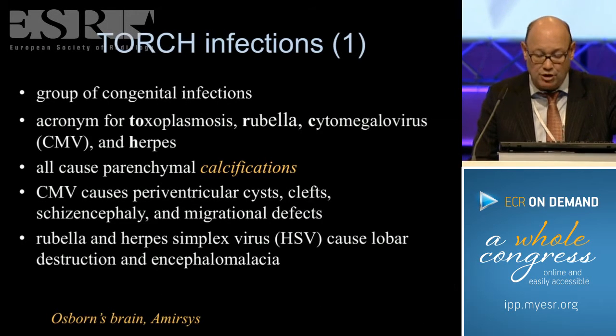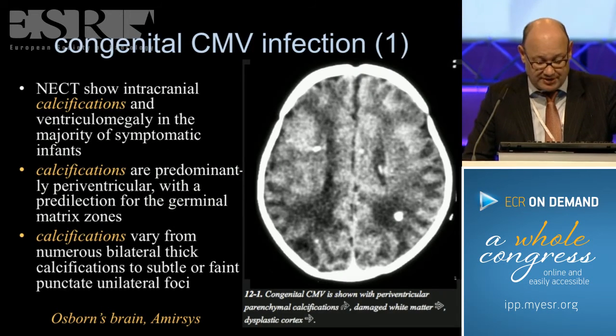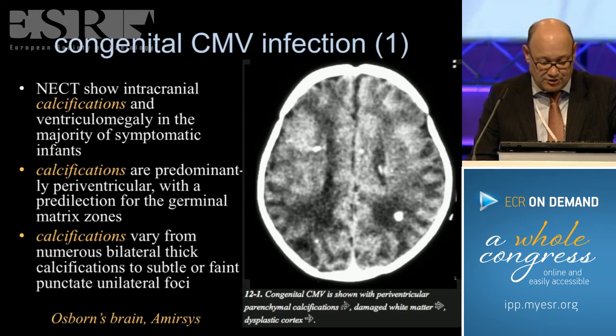Differential diagnosis, the TORCH infections, where you should also look for calcifications in the parenchyma. Most of the time, we are looking for congenital CMV infections. As you can see, calcifications, calcifications, calcifications. These are the things to look for.